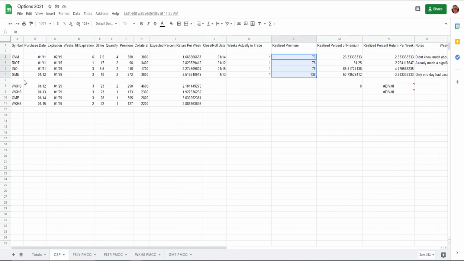So let's look at some of the headers. I'll go over the important ones and kind of why they're there. So the first thing I put is the purchase date. This is just when I sold, because these are cash secured puts. So these are when I sold the put.